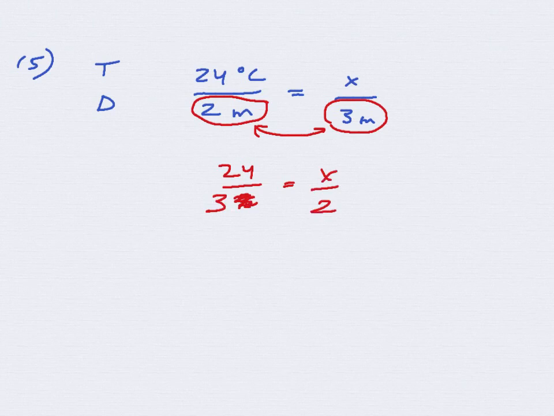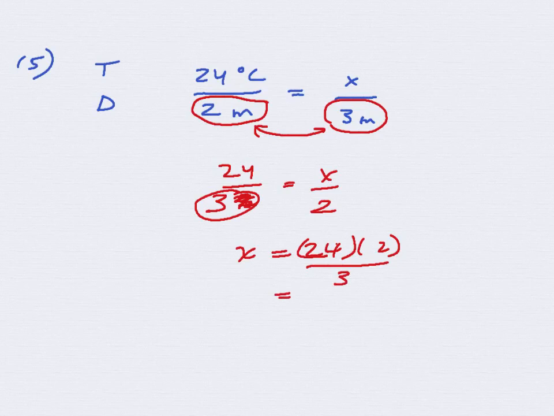Switch my denominators. So mathematically, we're going to multiply 24 times 2 and divide it by 3. So 48 divided by 3 is going to give you 16, and that was a temperature, so 16 degrees Celsius. The temperature went down because the distance went up. And that's an example of an inverse proportion. Remember, the inverse proportions are set up the same way, but you have to add that switch step to make the math work.